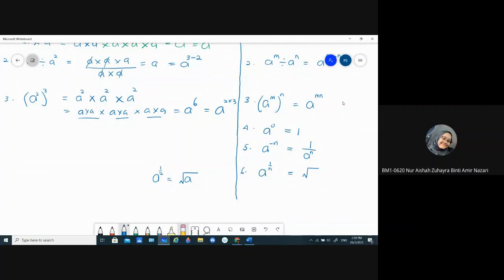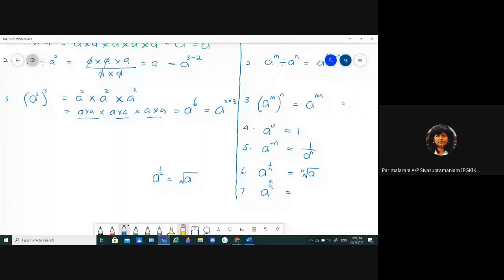It is the root of a, where n is the root. Here the square root is because it's 2, so the square root here is root n. And what if we had a to the power of m over n?